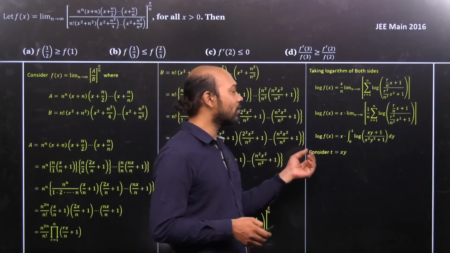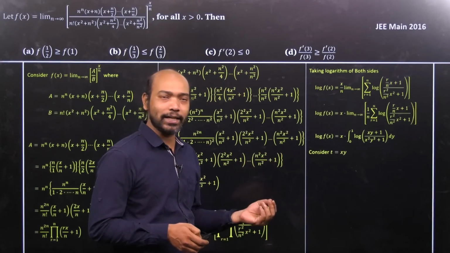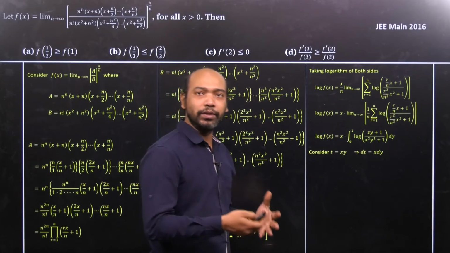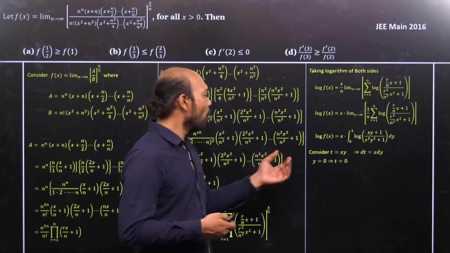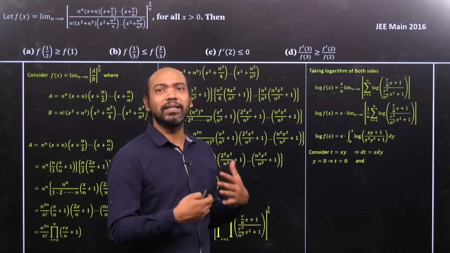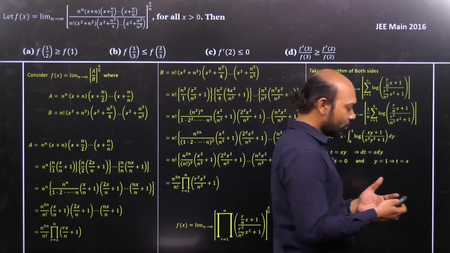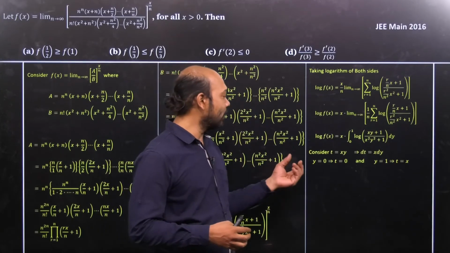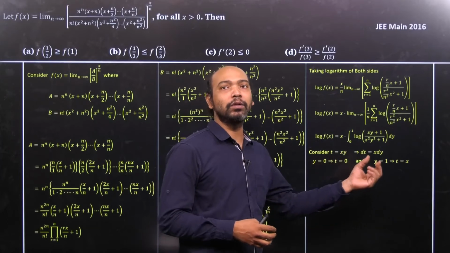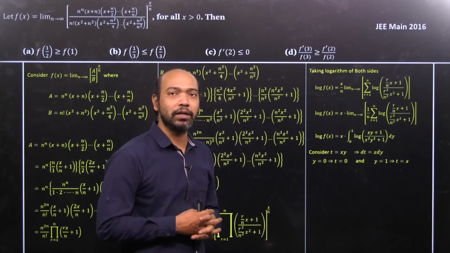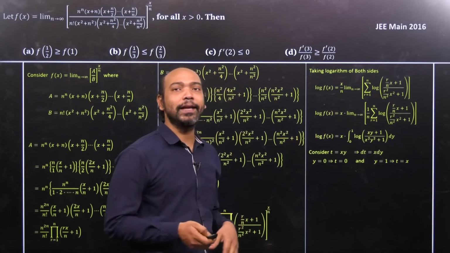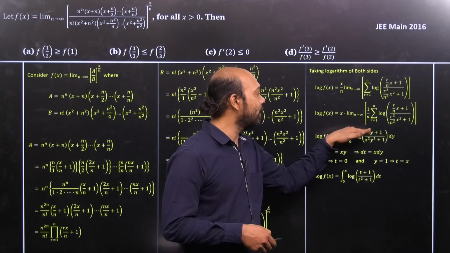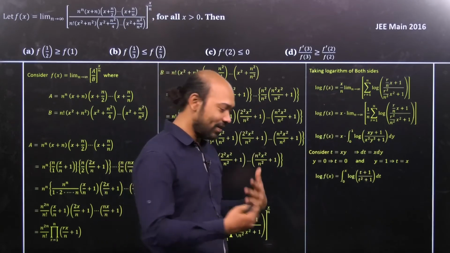Here we consider the transformation t equal to xy. So this integration can be changed by dt equal to x dy, and when y equal to 0, those are basic steps, t equal to 0, and when y equal to 1, t equal to x. This is a normal integration technique. So my given integration reduces to log of f(x) equal to the integral from 0 to x of log of (t plus 1) dt. We obviously know this transformation.